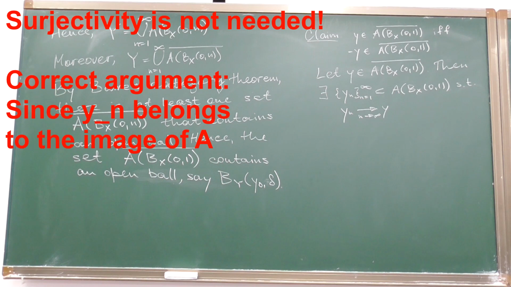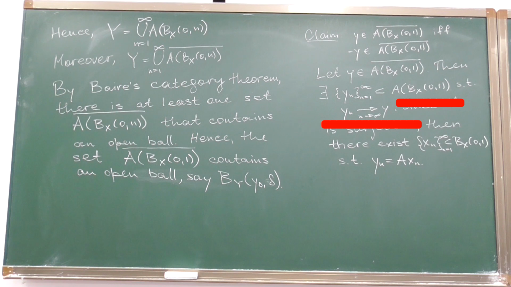Since the operator is surjective, then for each yn we can find xn from X such that yn equals A of xn. But then the sequence of minus xn's is still in the unit ball, and A of minus xn converges to minus y.